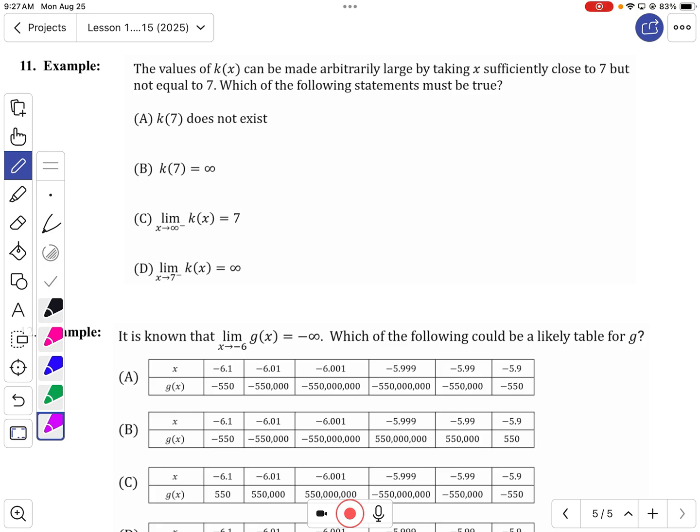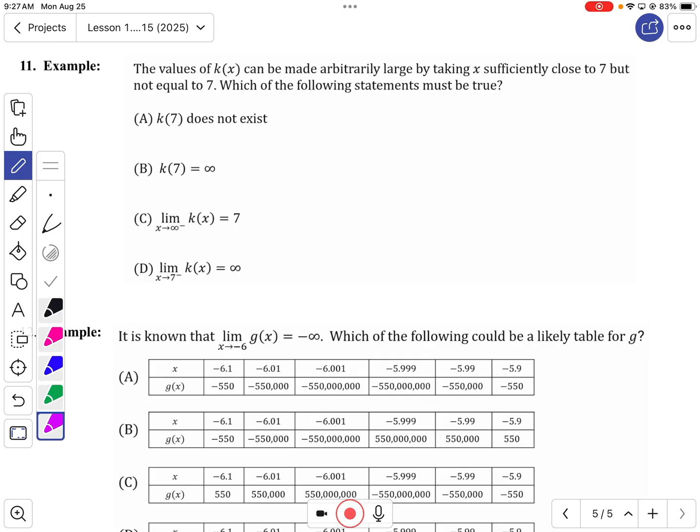All right, this falls into that interpreting mathematical language into mathematical symbols. The values of k of x can be made arbitrarily large. Anytime you see that word arbitrarily, chances are it's a limit, okay? Because we like that word, what's associated with limits. All right, so arbitrarily large by taking x sufficiently close to 7 but not equal to 7. Which of the following statements must be true?